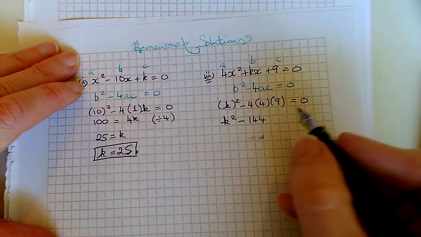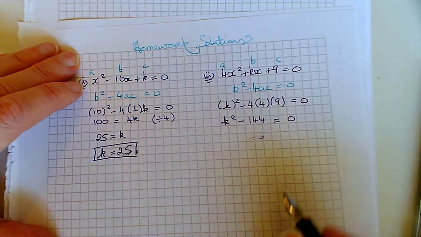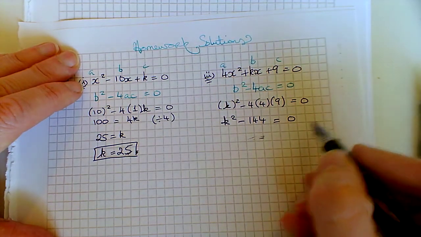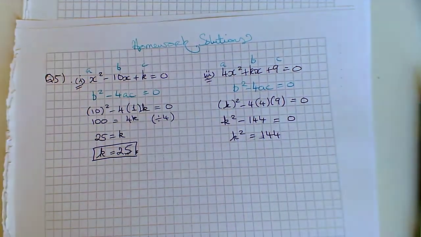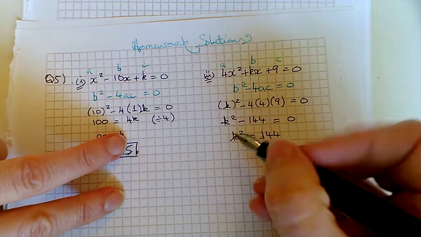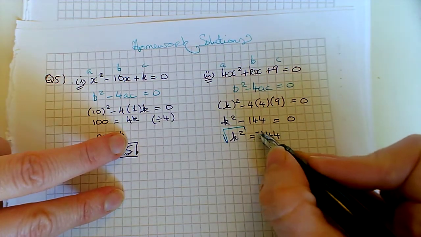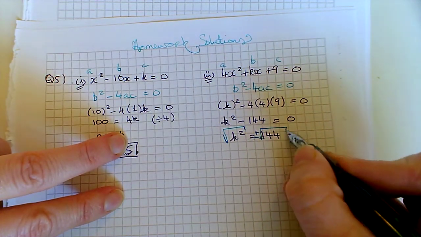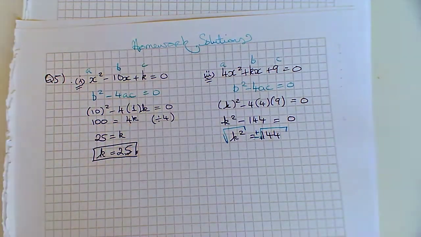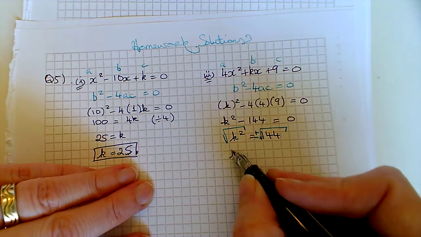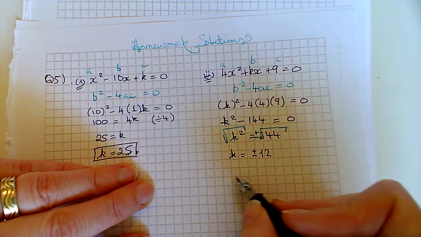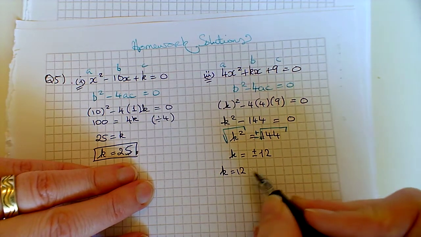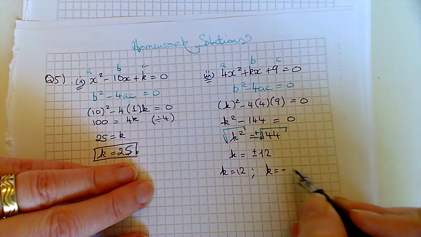And we can do this 2 ways. We can bring the 144 over to the other side. k squared is equal to 144. Then square root both sides, but remember that when you introduce a square root yourself, you must put a plus or minus in front of it. So k is equal to plus or minus 12. k could be 12, or k could be minus 12.